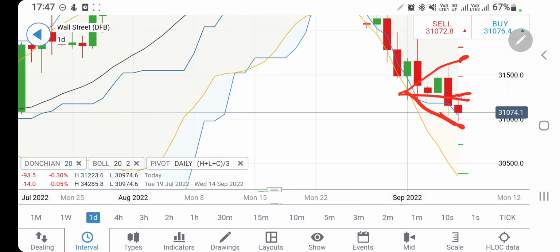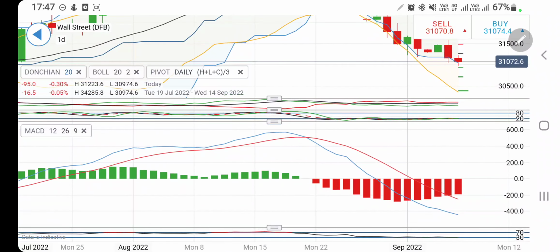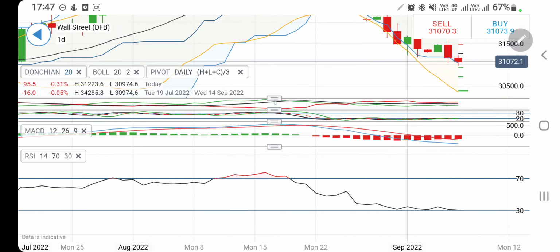Any move beyond 31,250 levels should be a very good indication that we may see 31,500 and in fact 31,600, 650 levels can also be seen. Be watchful of 31,250, it is the equilibrium level. On the downside, if it sustains below 31,000 this time, we can expect a stronger drop. Directional movement is bearish. Stochastic is at bottom, the MACD is divergent and bearish, the RSI is at bottom.